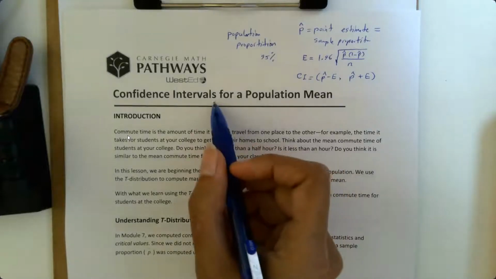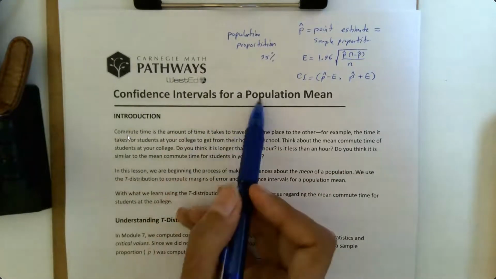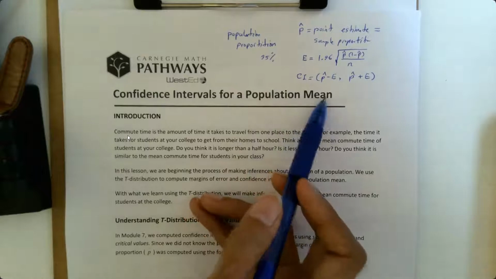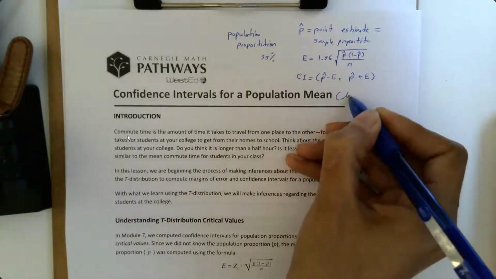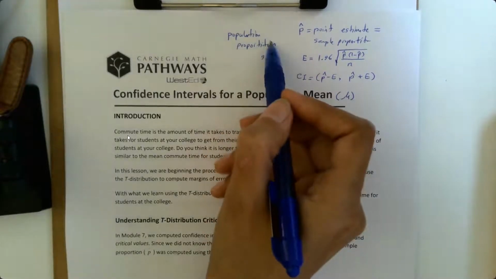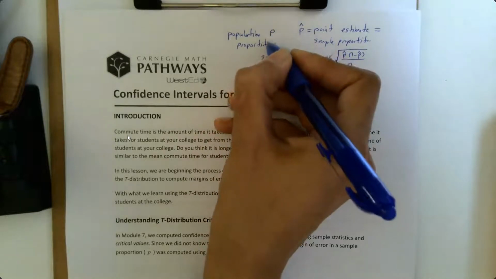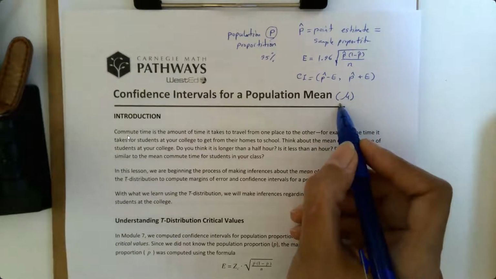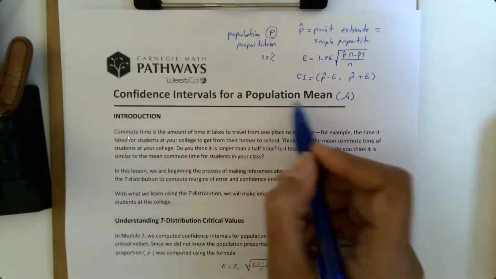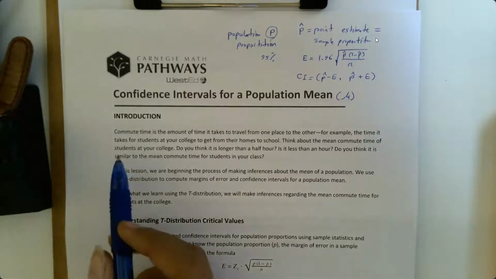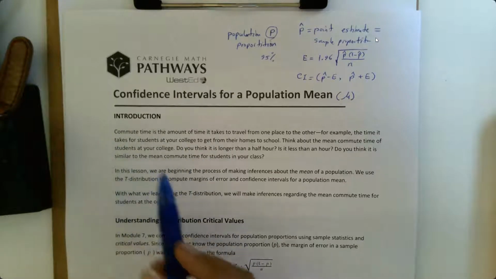Well, now we're interested in finding the confidence interval for a population mean. Remember that population mean is denoted by the Greek letter mu. Population proportion was denoted by P. Now in this lecture, we're going to talk about confidence interval for a population mean, or mu. Okay, let's begin. We need some background to build up our formula.